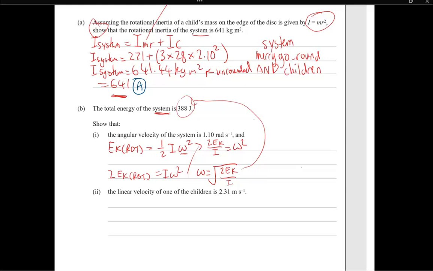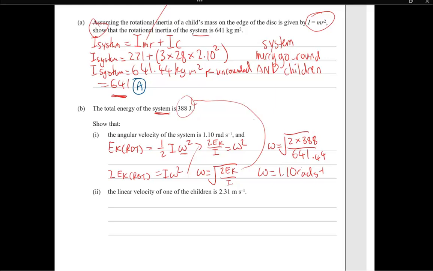With these show questions, they usually hint the sort of values that you are going to end up using in the next question, or else they wouldn't make you show something. So angular velocity equals the square root of 2 times 388 divided by the inertia of the system, which is 641. You can use the unrounded answer of 641.44. So that should give you an answer of somewhere around 1.10 radians. Just include the unit.